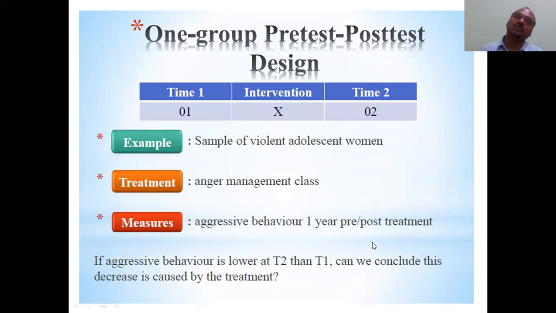So pre-treatment, how she is behaving, how violently. After the class, after the treatment, how violent is she. Pre-test, post-test: before the class, after the class. Like that you are doing a test. Very simple to understand. All the study designs are very easy. If you design a study very nicely, you will get perfect results. Whether the aggressive behavior has decreased or increased, we don't know; that we will conclude with the result.